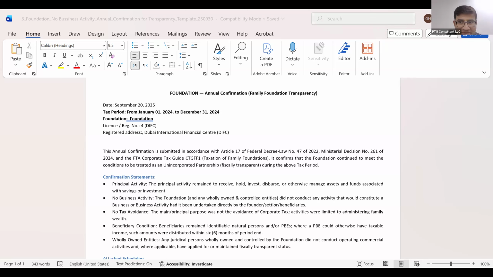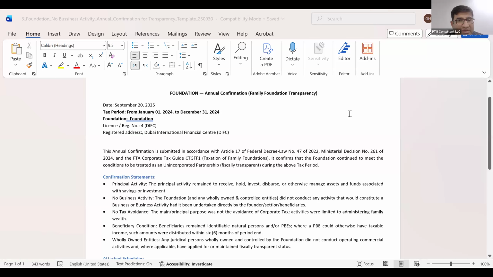So let's go back and understand. I think I did not share the screen for that. Let me share again. So for no business activity, it will be some sort of confirmation or undertaking in that pattern. We are giving the undertaking that whatever activity we are doing aligns with Article 17 of the CT law.